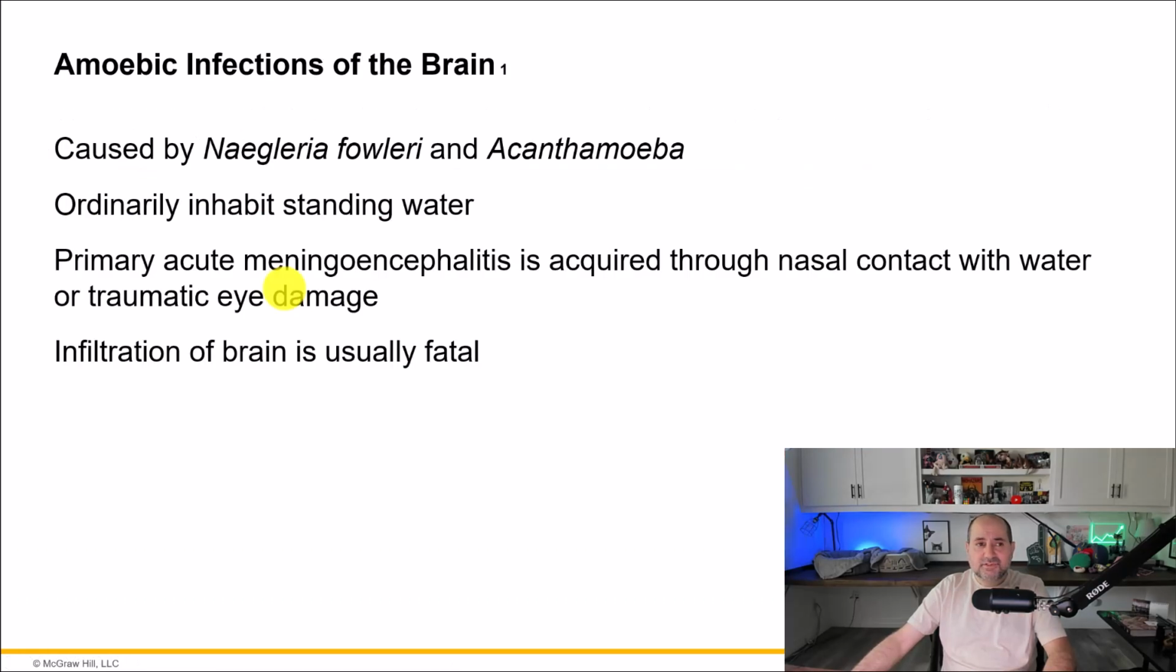And then do you remember that there were amoeba that can infect the brain? These are called brain-eating amoeba. You should know that these include Naegleria fowleri and Acanthamoeba, and you should know they cause PAM. PAM is primary acute meningoencephalitis. That stands for PAM. This is that brain damage that they cause once they get up your sinuses, travel up into the brain, and start feeding on that brain tissue.